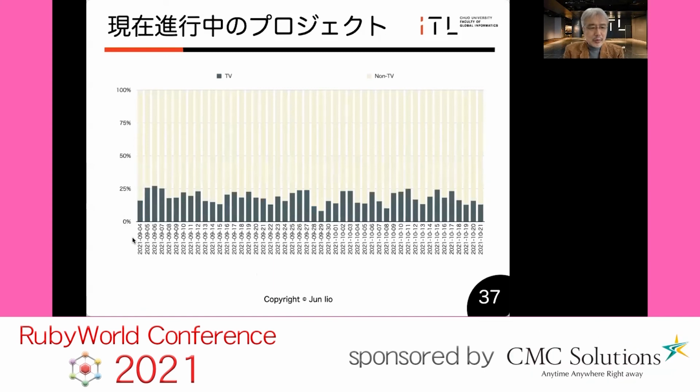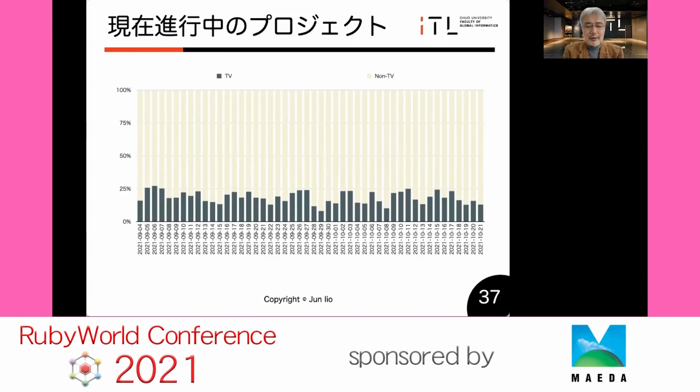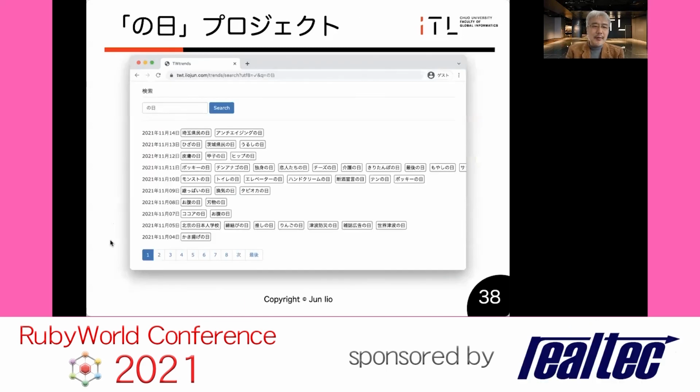And another project ongoing is this: we look at the Twitter trends and realize some portion are related to TV topics. So we analyzed whether the tweets were related to TV or not, and we tabulated the results every day. It seems that about 20% every day are related to TV, and the ratio goes up a little bit toward the weekend.